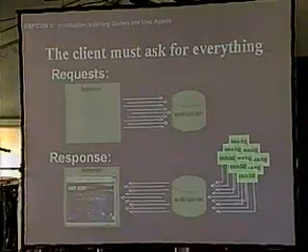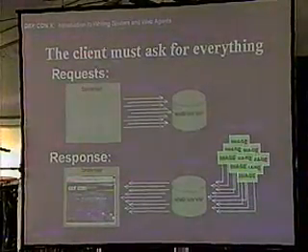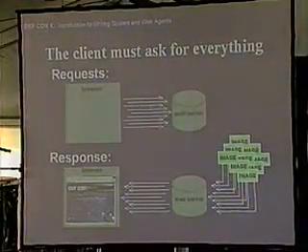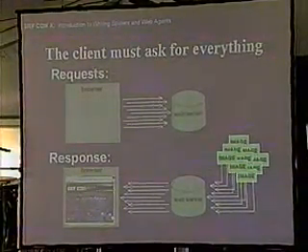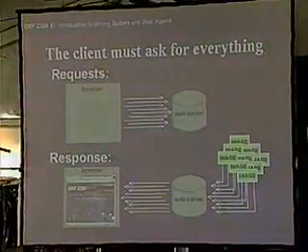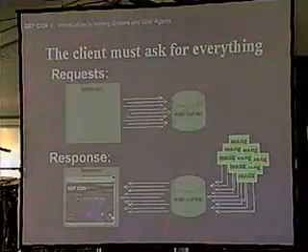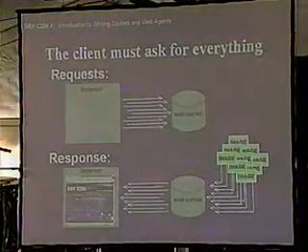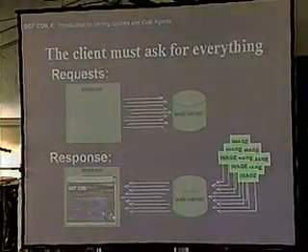Now, a client must ask for everything. In other words, if you went to the old DEF CON page, there are 9 separate images on that page in addition to the HTML. So after it receives the HTML page, it's got to send out requests for all those images, and all those images come back.